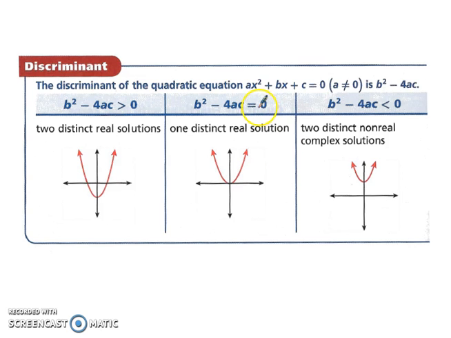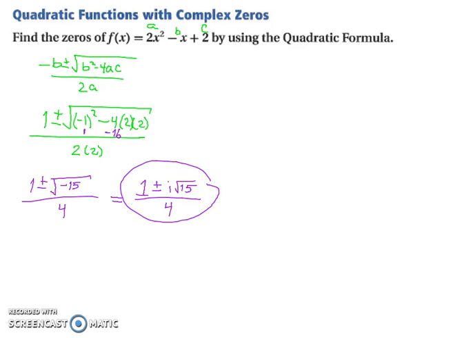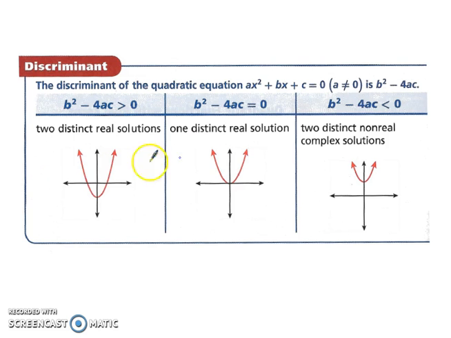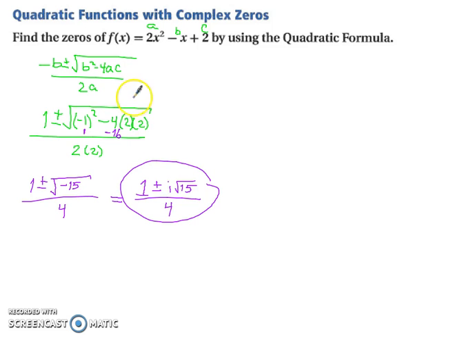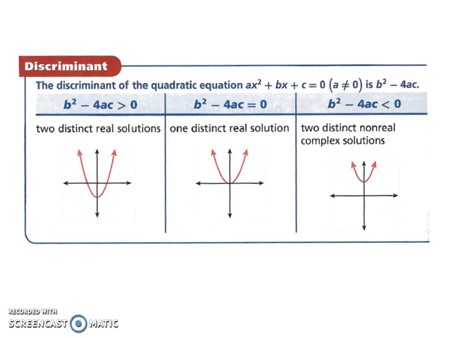You can think of it as if you were to have done the quadratic formula here. If you add or subtract a 0 value, it doesn't change anything. So hence why there'd only be one distinct real solution if it equals 0. But if you notice, what's underneath the square root here gave you negative 15, so you have a non-real solution.